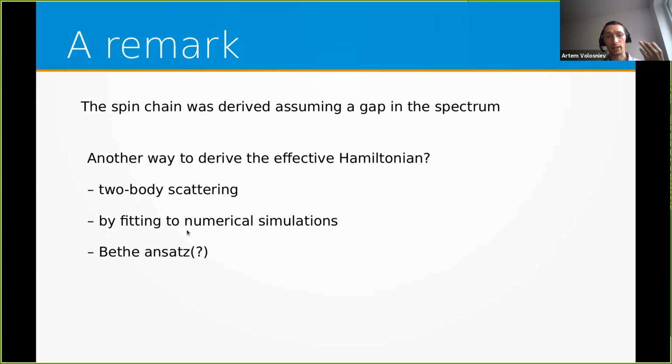Ideally, of course, it would be interesting to see what the Bethe ansatz has to say, because as we have just discussed, in principle, one could obtain this spectrum using the Bethe ansatz and then see what happens there.